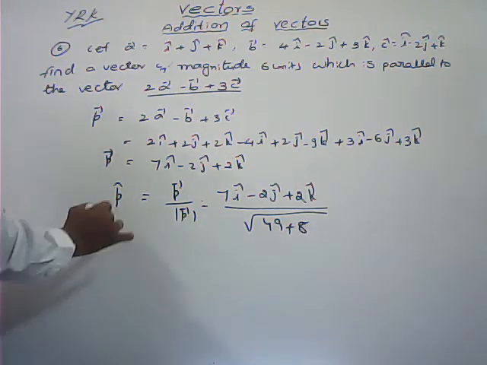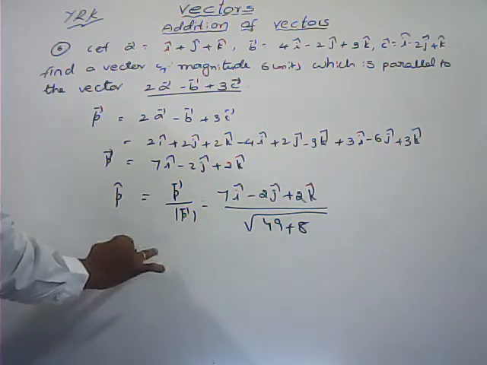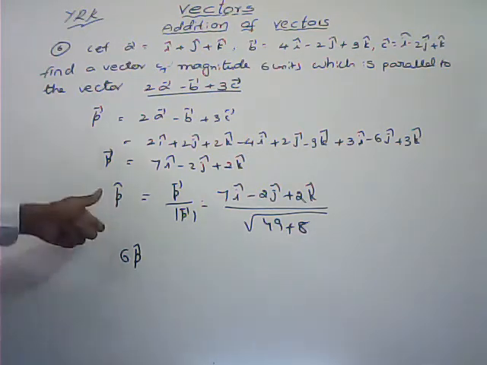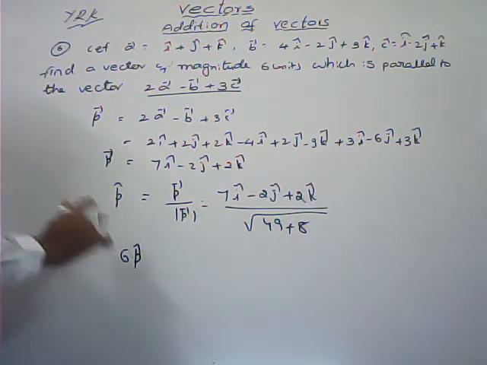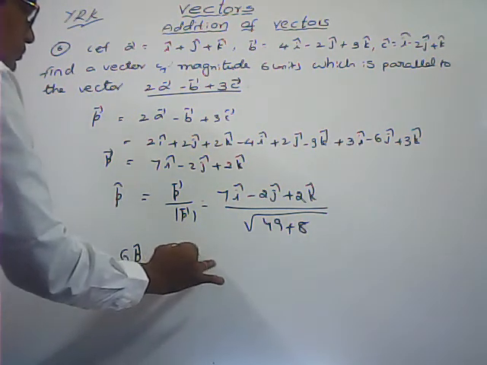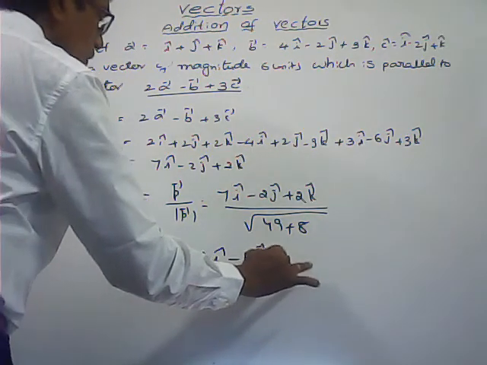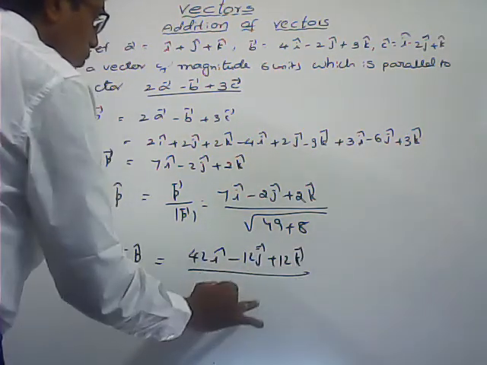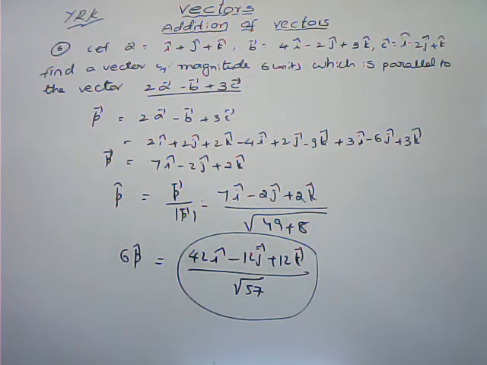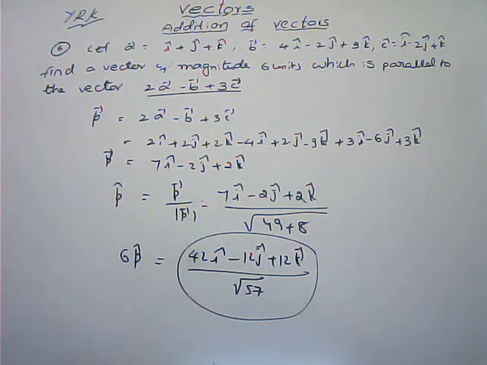Now, magnitude 6: 6 into P cap. This is the unit vector. If your unit vector is multiplied by 6, its magnitude is 6 only. Modulus of this one, 6 you can get. So, multiplying with the 6 only: 6 sevens are 42 i cap minus 12 j cap plus 12 k cap, whole by root 57. This is the vector in this direction and having the magnitude 6.